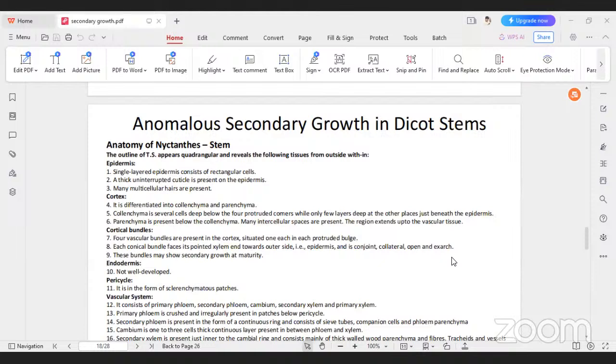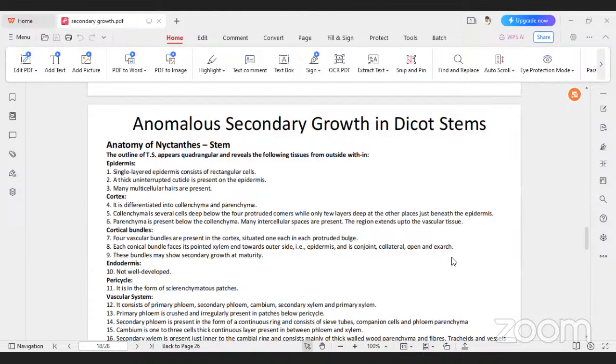The any changes may be clearly given in our book. The normal primary structure in dicot shows the following characters. Already you know the primary characters, so don't discuss that. Anomalous primary structures are given here. What are the anomalous primary structures? Occurrence of scattered vascular bundles in dicotyledon.